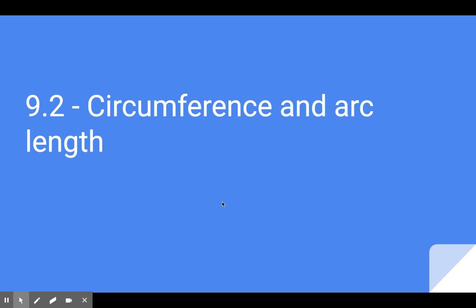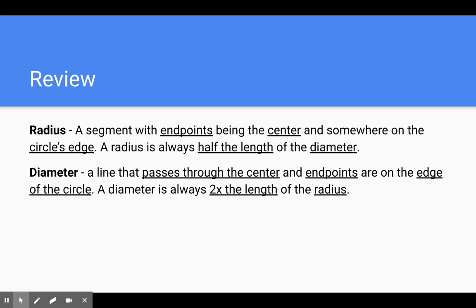Make sure you go into Canvas. The notes are available, and the PowerPoint slides are available as well. So make sure you pull up the notes and take those notes, or take your own set of notes while we're going through this. Okay, so review.